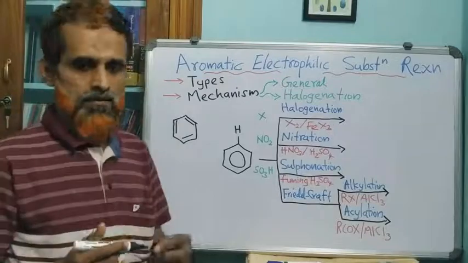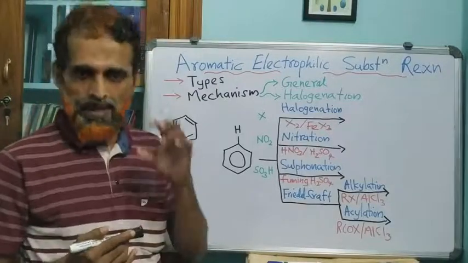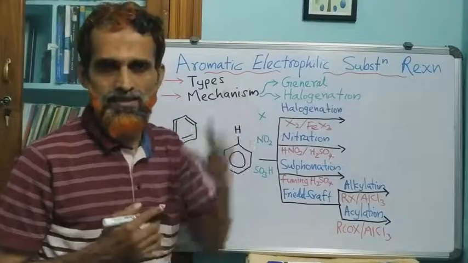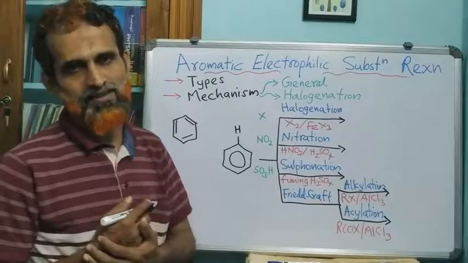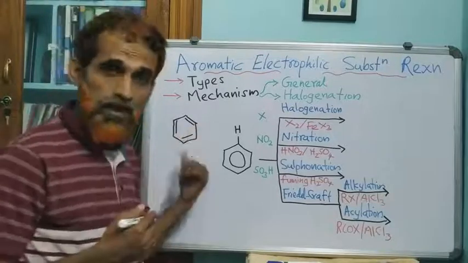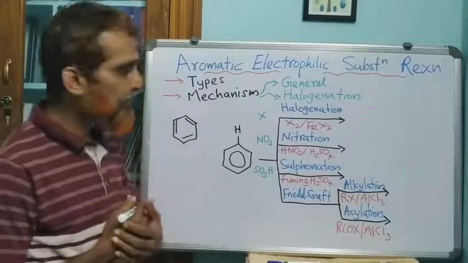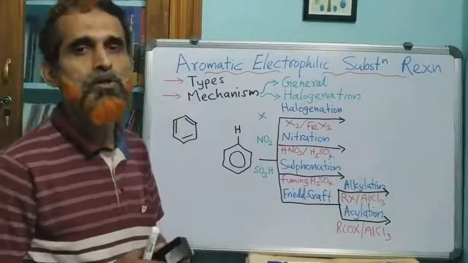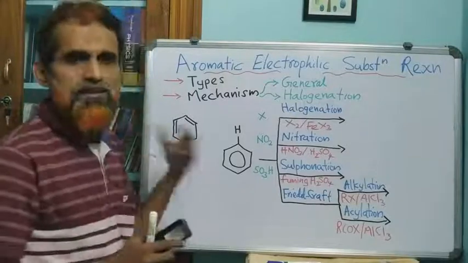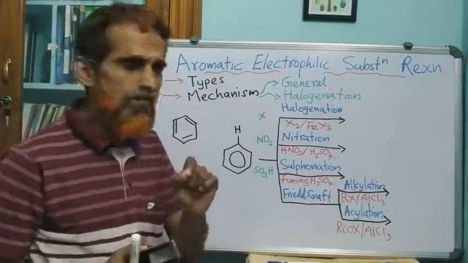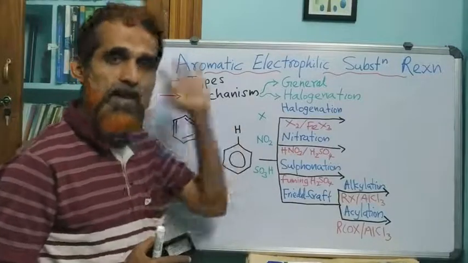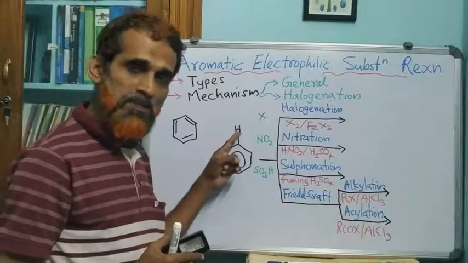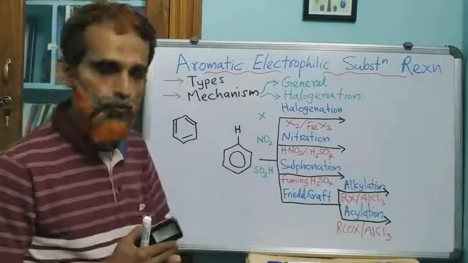Due to that, aromatic compounds or arenes preferably undergo substitution reactions, not addition reactions. These pi electrons are stabilized due to this resonance, and they resist addition reaction and instead undergo substitution reaction. So what is meant by substitution reaction? A reaction in which one atom or group is replaced by another. In benzene, one hydrogen atom is replaced by another atom or group.